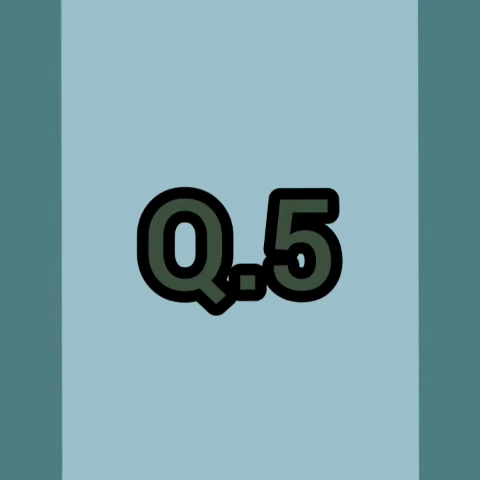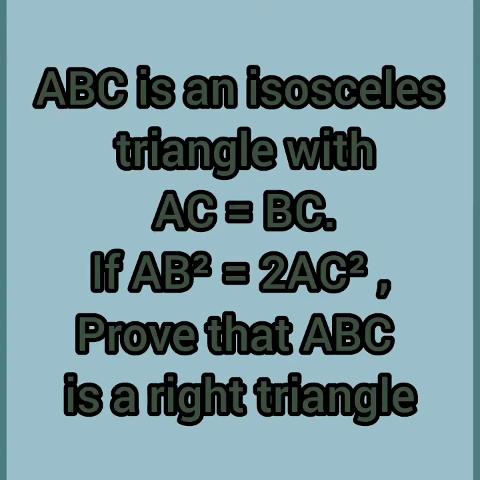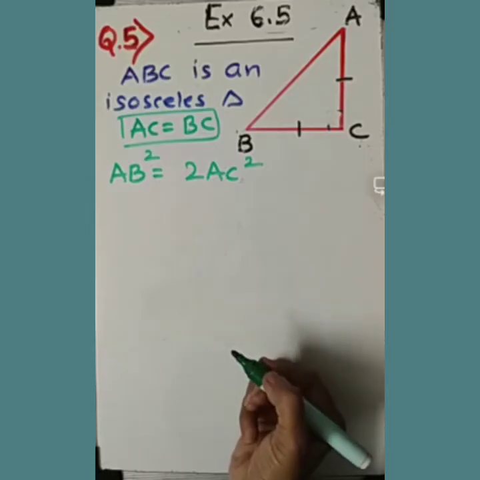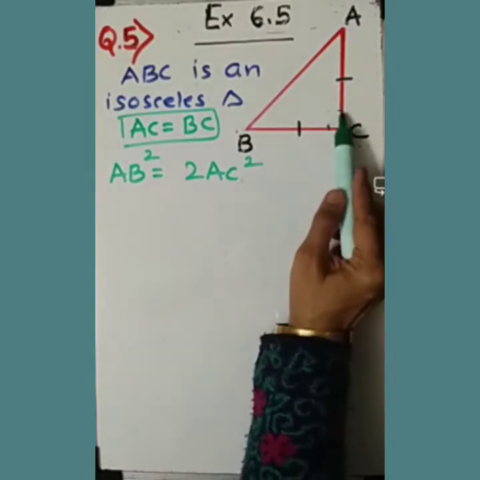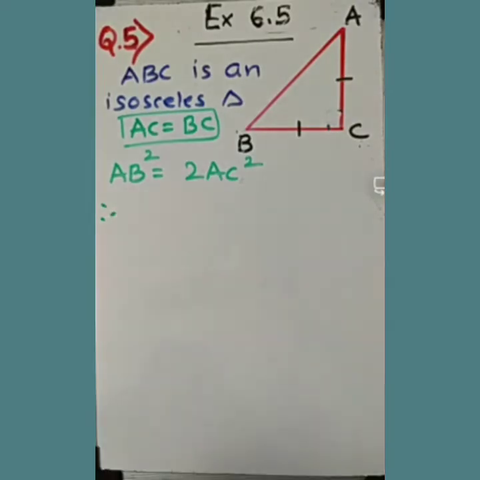Exercise 6.5, question number 5. We are given ABC is an isosceles triangle. AC equals BC, so these two sides are equal. Besides this, we are already given this important result: AB square equals 2AC square. We need to prove that this ABC is right angled at C. So, very simple. This is actually the converse of question 4.